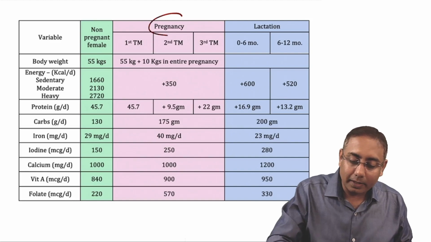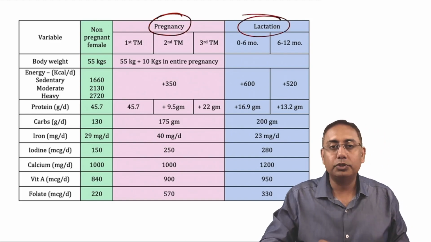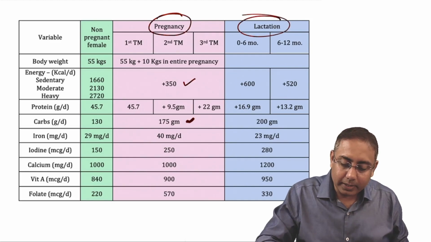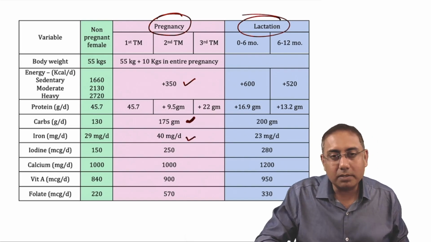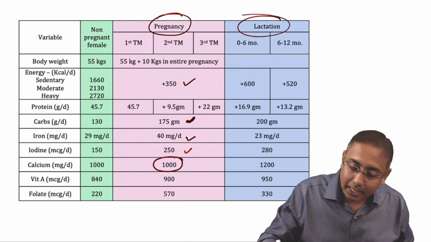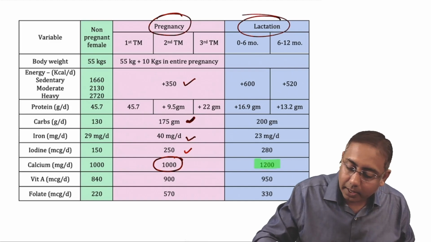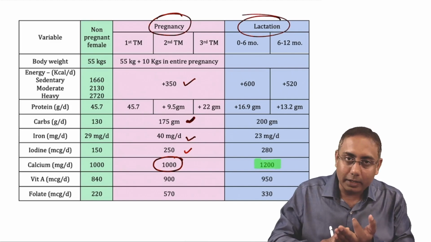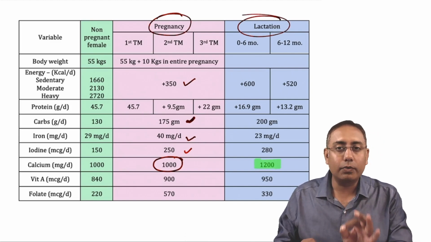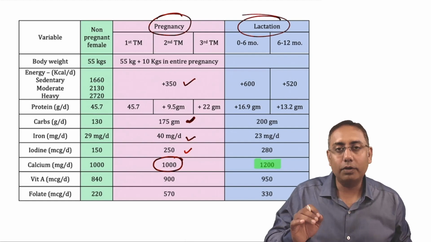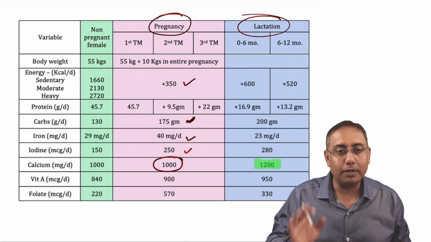If you talk about a pregnant mother and a lactating mother, in pregnancy, of course, you need more energy, you need more carbohydrates compared to a normal female. You need more iron, you need a very high amount of iodine, but the same amount of calcium. Calcium for pregnancy, for a normal female and for an adult male is the same. Calcium is required for lactating mothers and for post-menopausal females in the tune of 1200 milligrams per day.